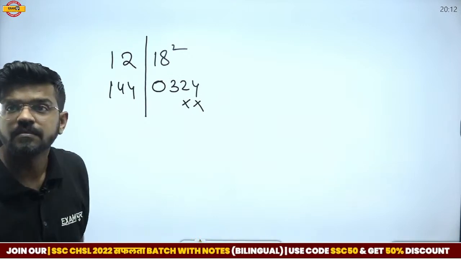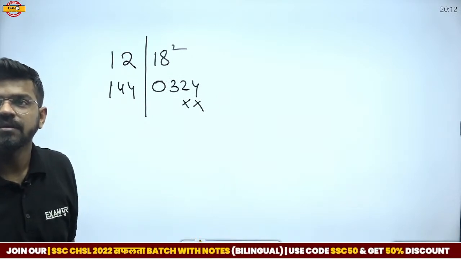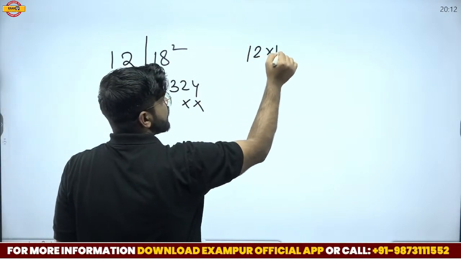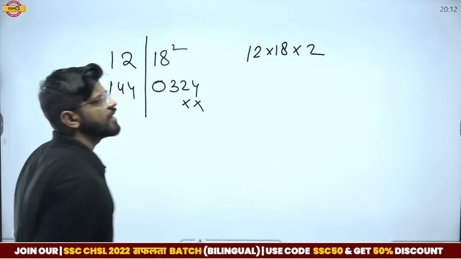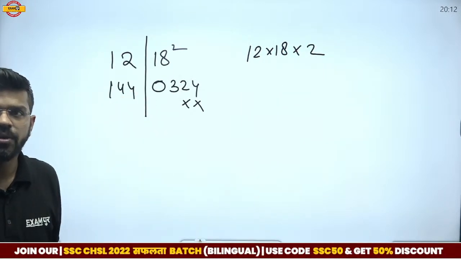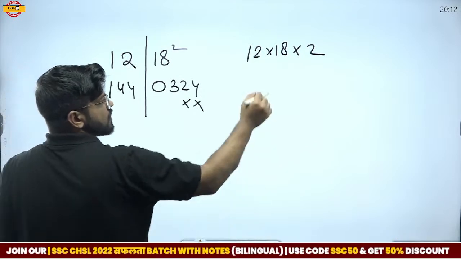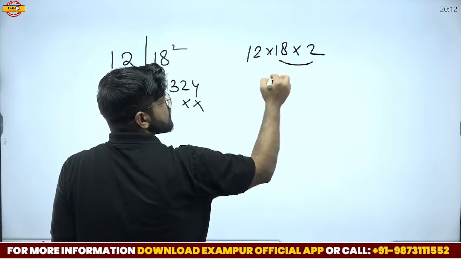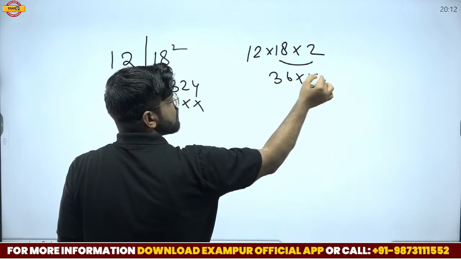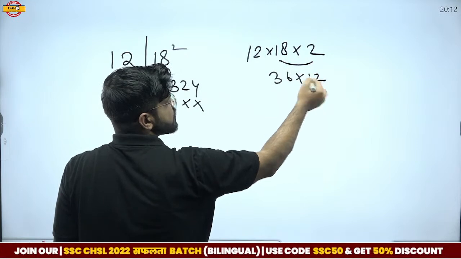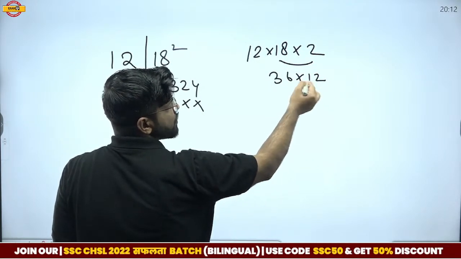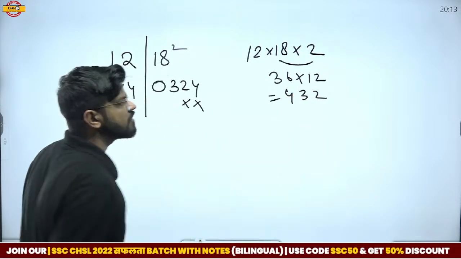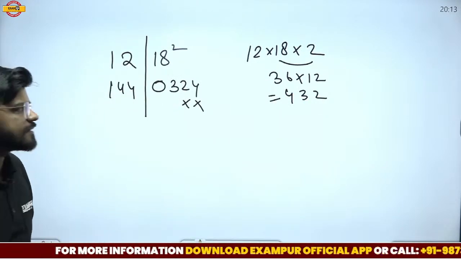Okay, here we can write it 12 into 18 into 2. Yes or no? Okay. 12 into 18 into 2. So what will it give me? 18 2s are 36. 36 into 12. So what will it give me? It will give me 216 double, so 432. Is it clear, everyone?